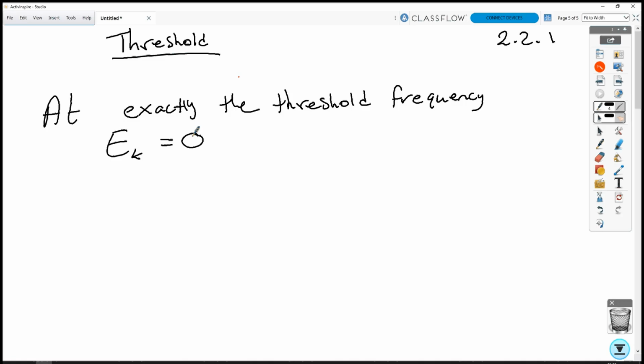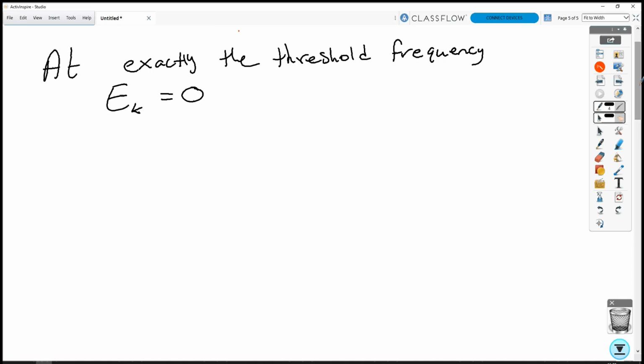If EK of the electrons is 0, that means that according to the Einstein photoelectric equation, hf equals phi plus 0 EK. And we'll call this f, because it's at threshold, we'll label it f0. So f0 represents the threshold frequency.